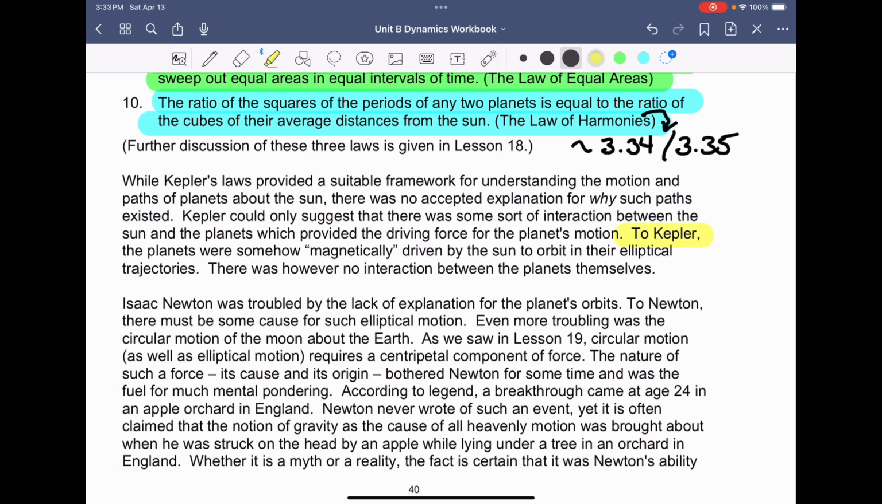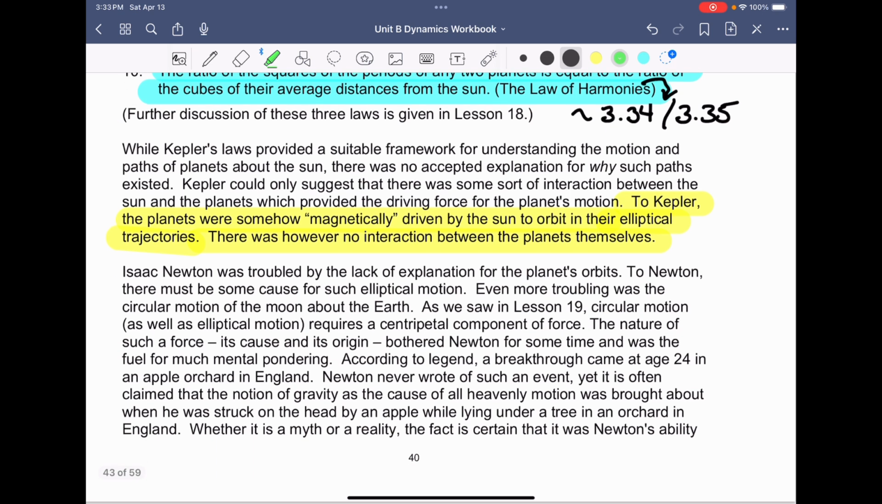Okay, now to Kepler, as we scroll down here, I want to make a note of this. To Kepler, the planets were somehow magnetically driven by the sun to orbit in their elliptical trajectories. There was, however, no interaction between the planets themselves. But where we see this transition is that Kepler generates these three laws. These three laws are pretty accurate. They're good theories. They provide a good foundation for what's happening, but they don't provide the mathematical reasoning.